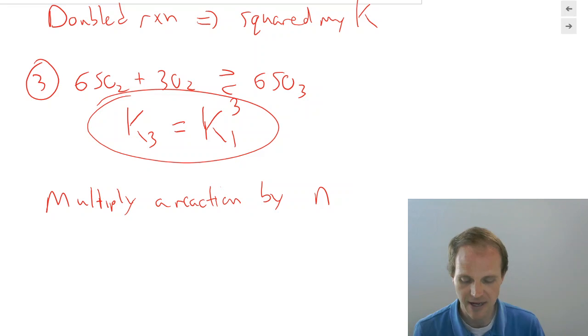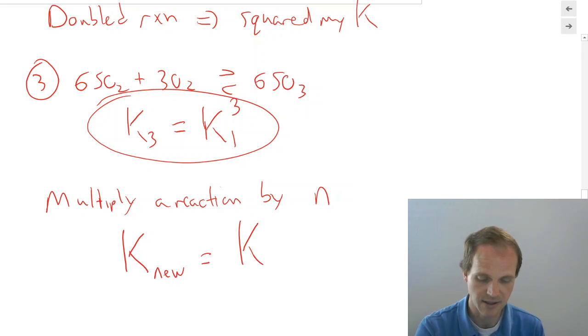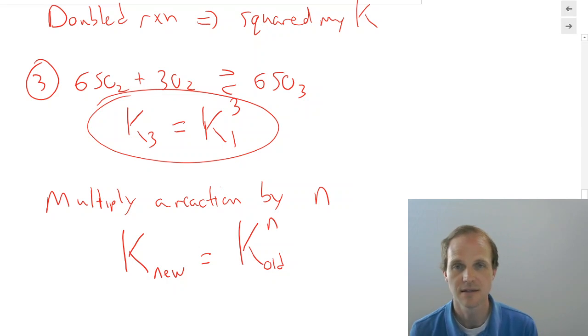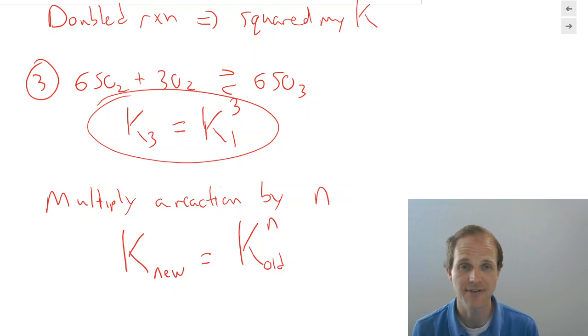But if I multiply a reaction by n, then the new K is the old K raised to the power of n. So when I doubled my reaction, I had to square my K. When I tripled my reaction, I had to cube my K. And it works for any number, not just integers. If I multiplied by a half, then I would take the square root of my old K to get my new K. If I multiplied by -1, what is multiplying by -1? That's reversing a reaction. You can't have negative coefficients on reactions, but it is essentially reversing the reaction. So when I multiply by -1, I get K to the -1.